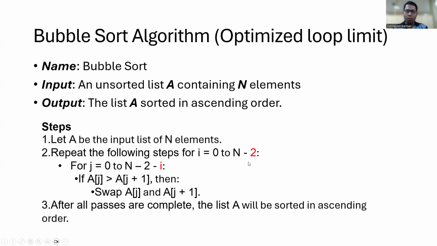That is shown in the optimized version of this sorting algorithm. Here, my ith loop will run from 0 to n minus 2. And what about my jth loop? The jth loop will run from 0 to n minus 2 minus i. Initially the value of i is 0, so it will run up to n minus 2, but next time i will become 1, so the limit of this inner for loop shrinks. Here we optimize the loop count in my algorithm.